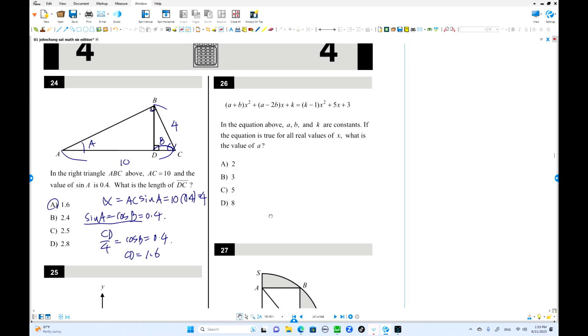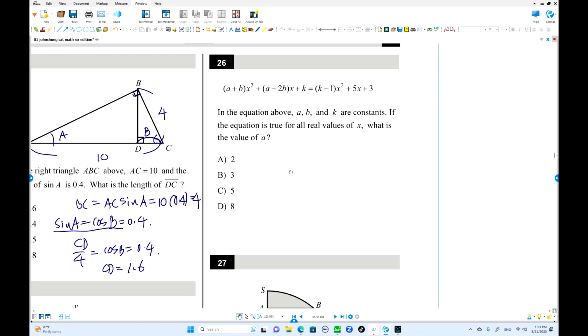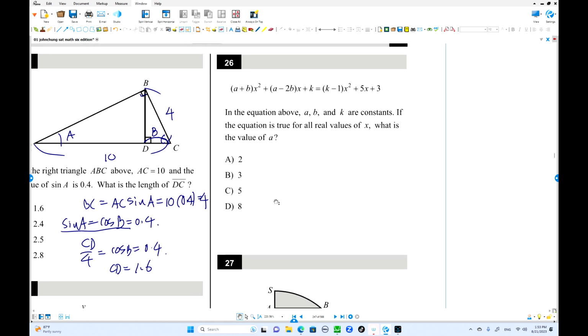So number 26. A plus bx squared, a minus 2bx, okay, they are the same expression because over here, the equation is true for all real values of x. That is identical equations. The left hand side and right hand side expressions are both equal. The coefficient of x squared equals k minus 1. Coefficient of x, a minus 2b equals 5, k equals 3.